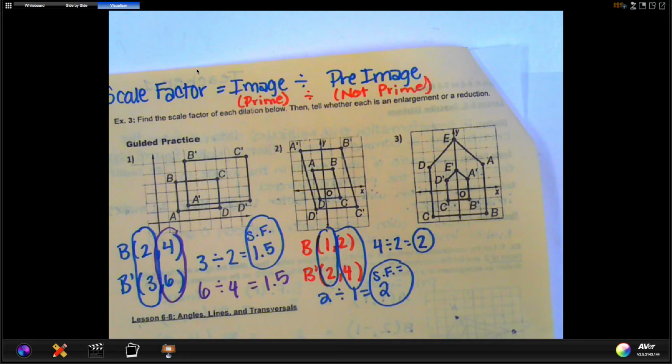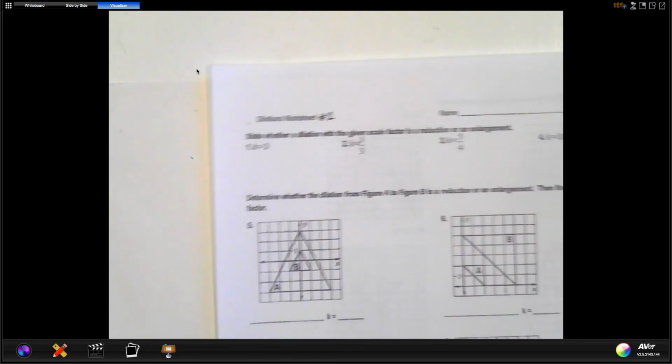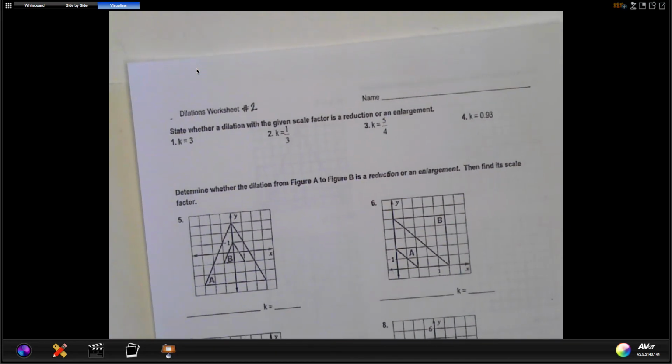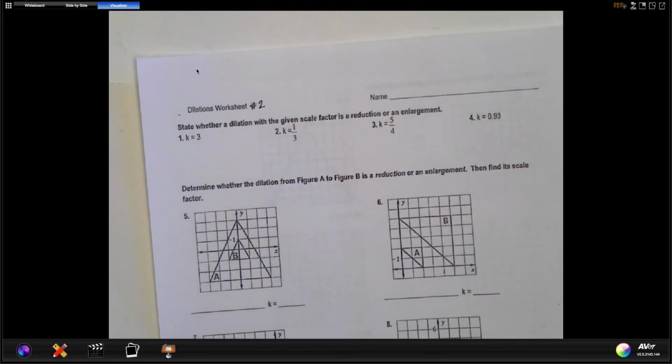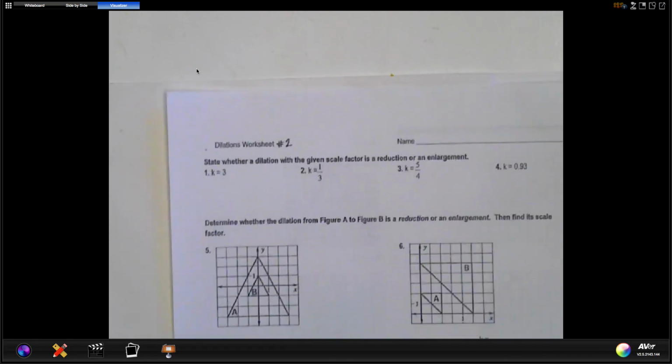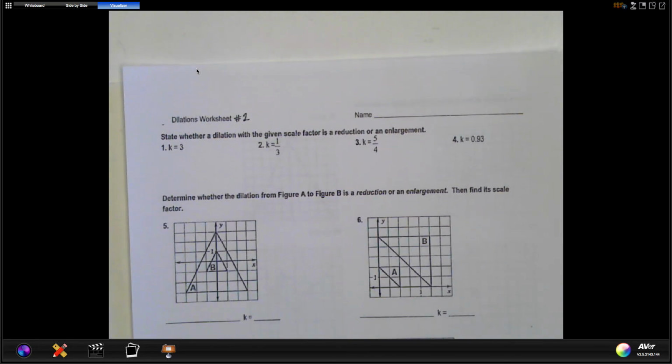Okay, for me, if you have me for class, our assignment today looks like this. It says Dilations number 2 worksheet. And we have several questions on here. So we are actually only going to focus in on doing numbers 1 through 16. And then if you want to do the others, they would be extra credit.